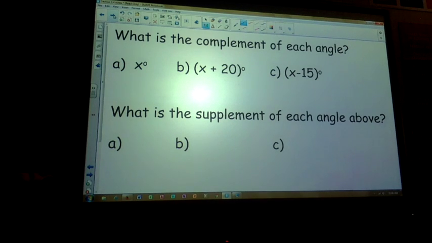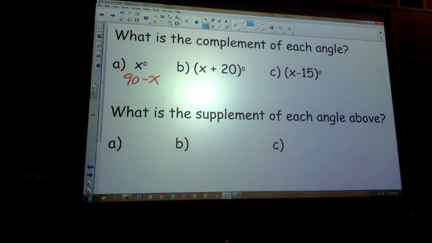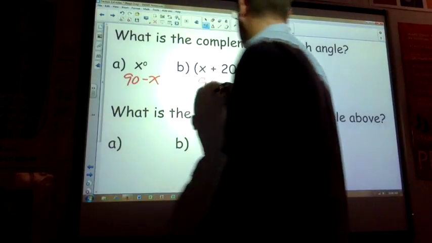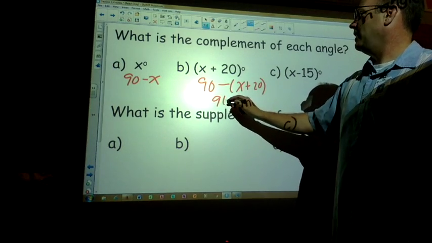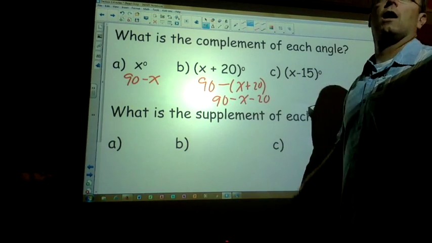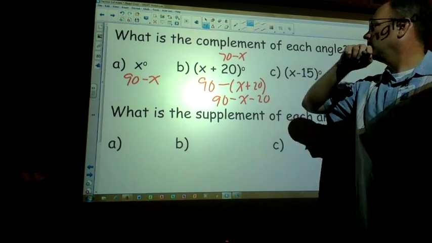What's the complement of x? Any ideas? Yeah, 90 minus x. Oh, I love it. 90 minus x is absolutely right. Why do we know that? Because if I were to take 90 minus x and add x to it, I get 90. That refers to a complementary angle. What is the complement of x plus 20? Well, I'd say it's got to be 90 minus (x plus 20). Agree? And that's 90 minus x minus 20, which is 70 minus x. Good.